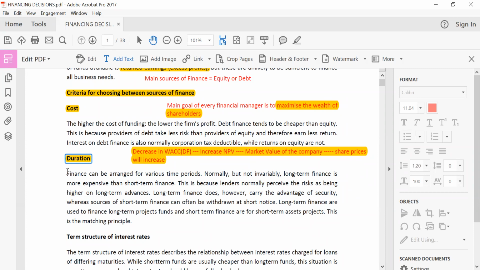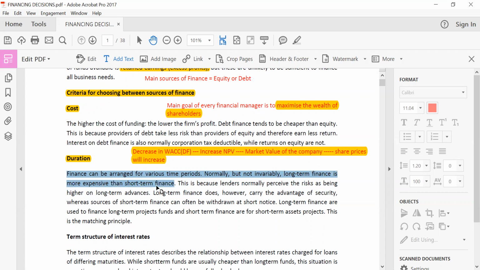So a lot of individuals tend to look at the option of going for a source of fund based on the duration which comes with the fund, right? So it's important for us to look at the explanation so that at least we can just kickstart, but I just decided to explain to you briefly, right? Finance can be arranged for various time periods. Normally, but not invariably, long-term finance is more expensive than short-term finance.